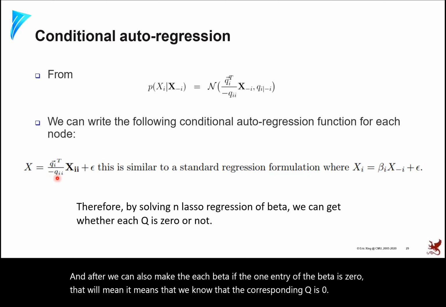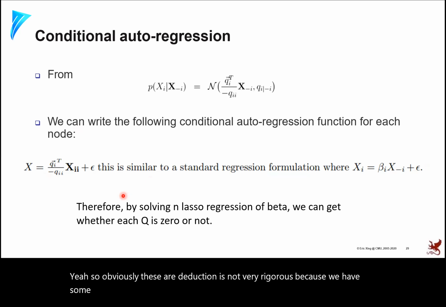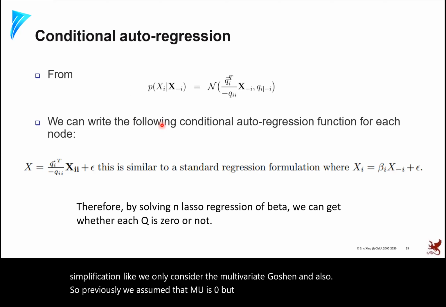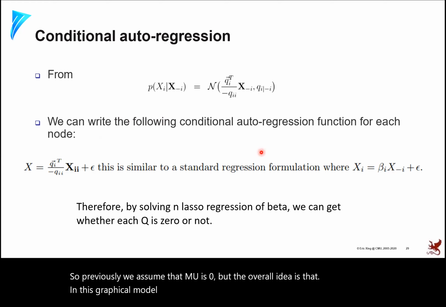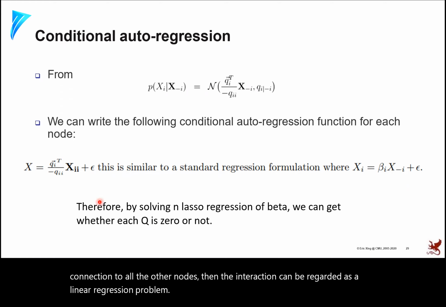Yeah, so obviously this deduction is not very rigorous because we have some simplifications, like we only consider the multivariate Gaussian, and also we previously assumed that mu is 0. But the overall idea is that in this graphical model, if we just consider each node with its connection to all the other nodes, then the interaction can be regarded as a linear regression problem. So far it's clear?